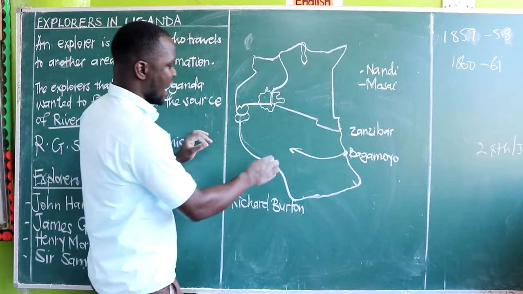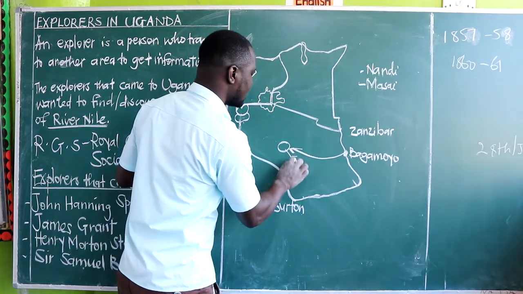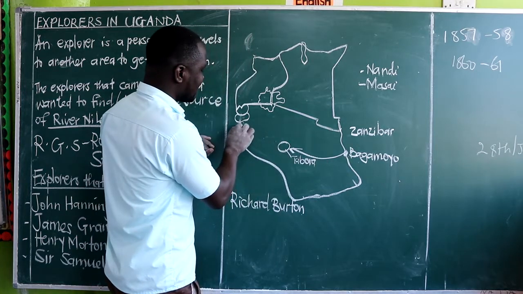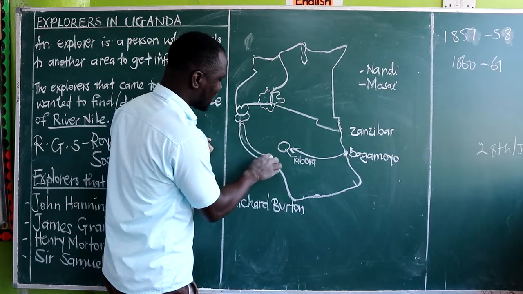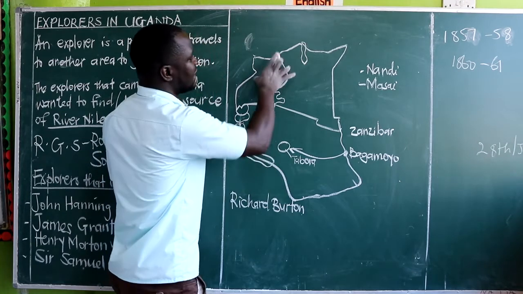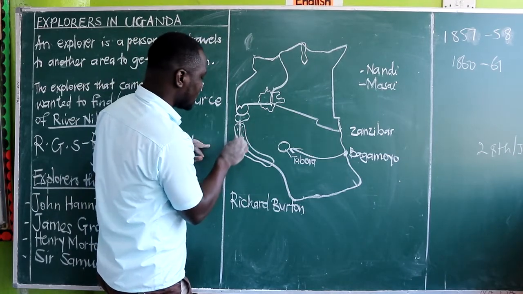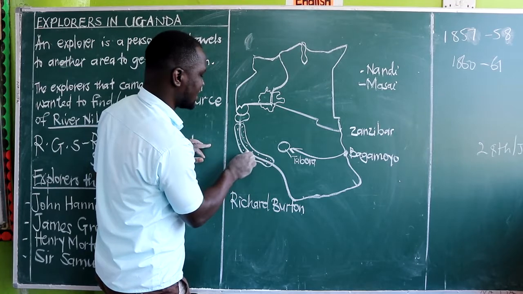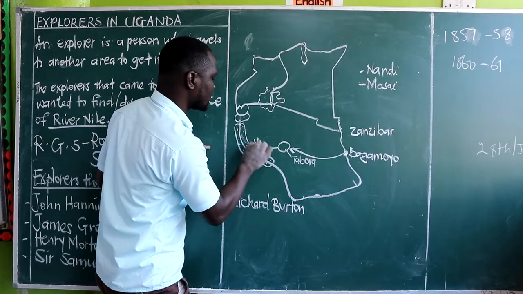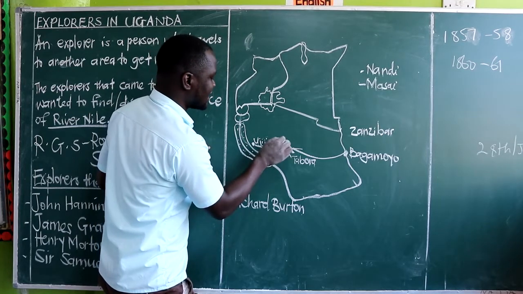They came and they reached Tabora. So we are going to have a place here called Tabora. From Tabora, we have a lake here. This is the longest lake we have in East Africa. Remember, this is what we call East Africa. So this is the longest lake that we call Lake Tanganyika. So they moved up to a place which was called Ujiji. And from Ujiji, they returned to Tabora.